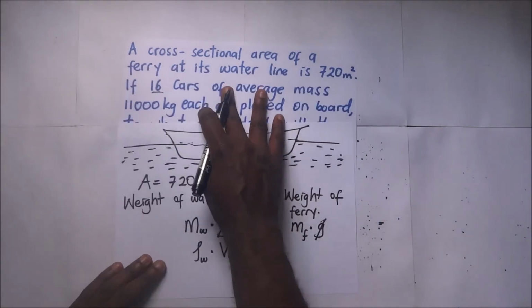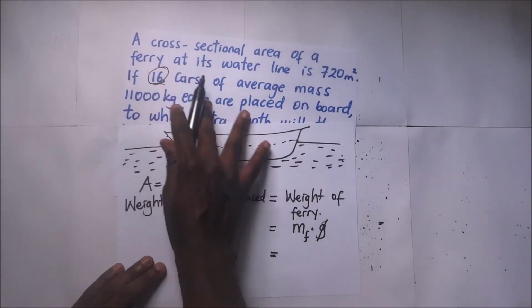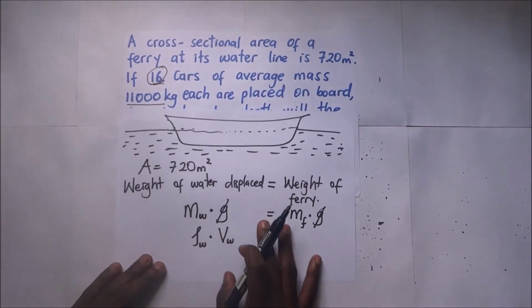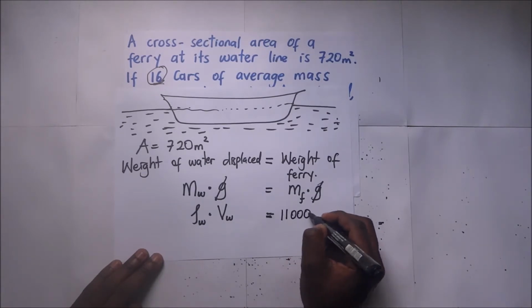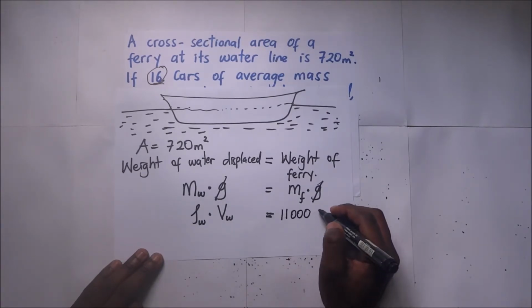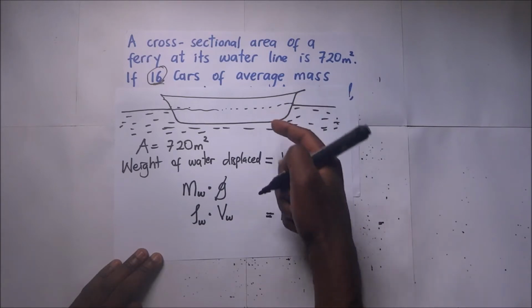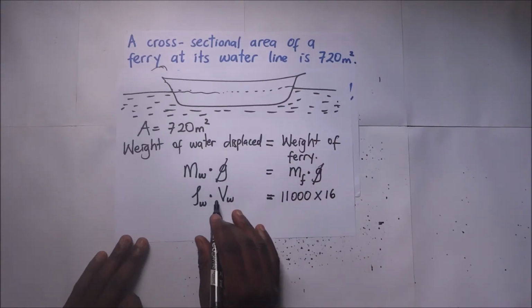Now for the mass of the ferry, according to our question, they are putting there 16 cars, and the average mass of these cars is 11,000 kilograms. So this is going to become 11,000 kilograms, that is the mass of each car, multiplied by 16 cars. That is the mass of the ferry. That's the cars they add, and they are responsible for the water we are trying to find.